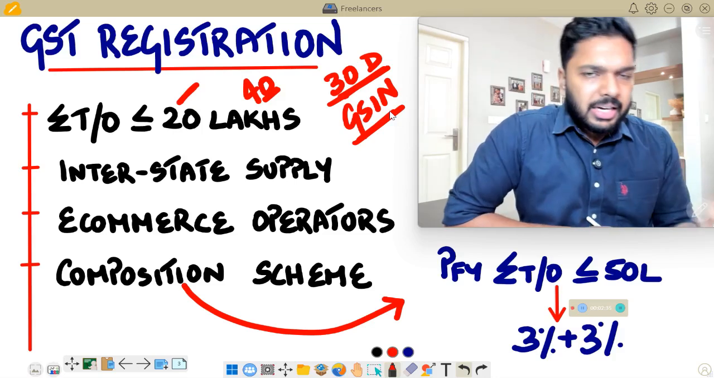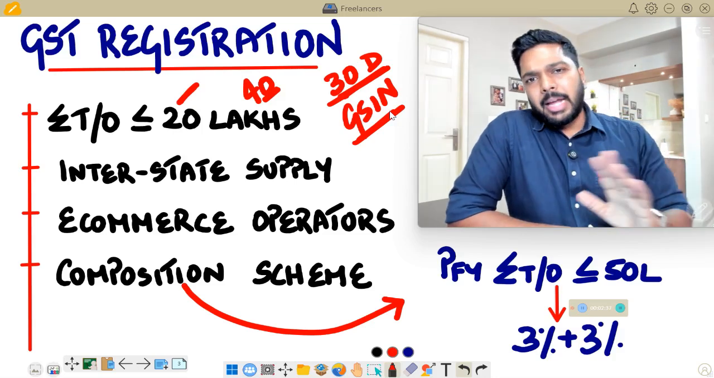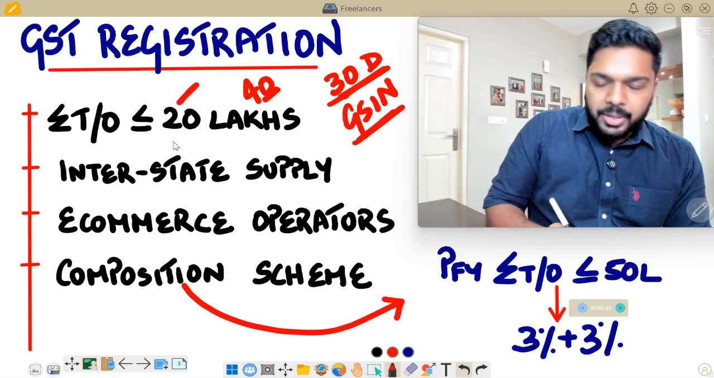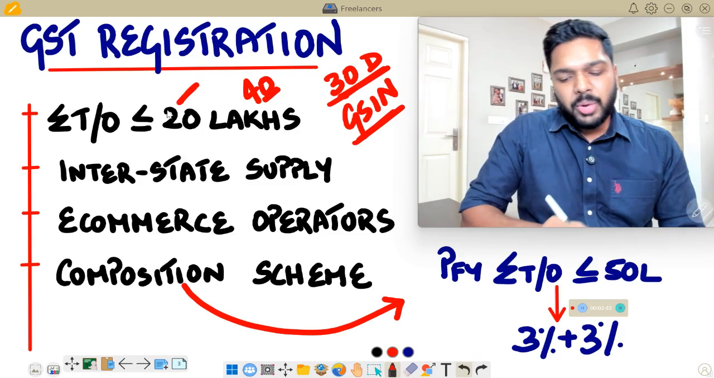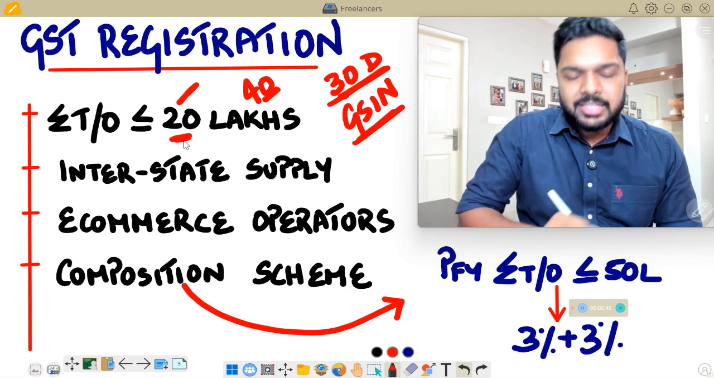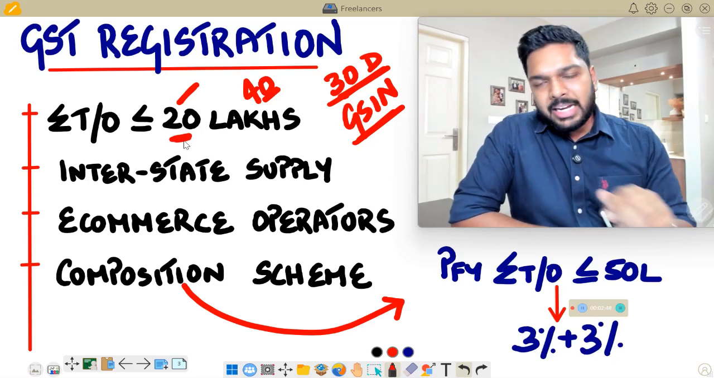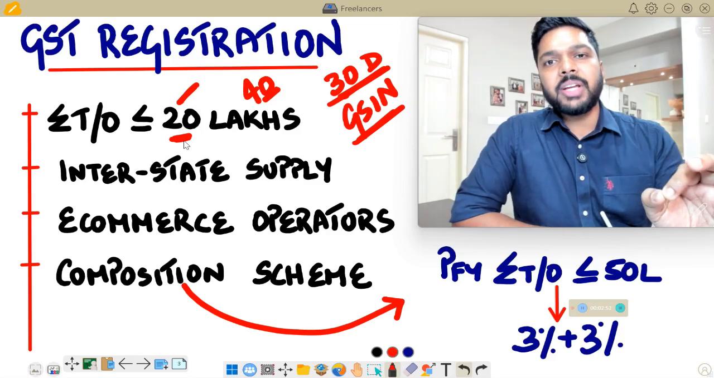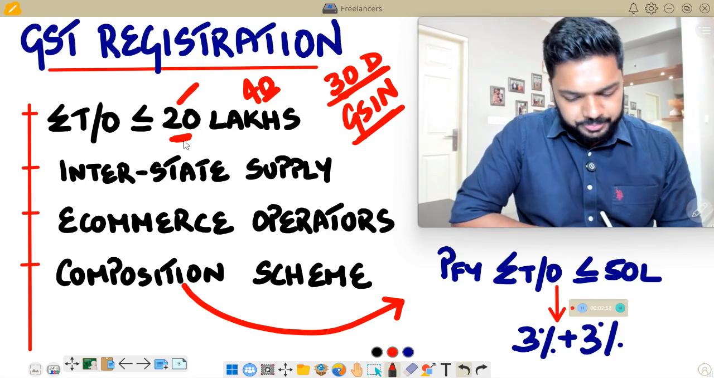So when we talk about freelancers, and like I said, 95% is involved in provision of services, and therefore the upper limit as far as registration is concerned is 20 lakhs. The moment you cross 20 lakhs aggregate turnover at any point in time in a financial year, then within 30 days, you must obtain a GST registration number.